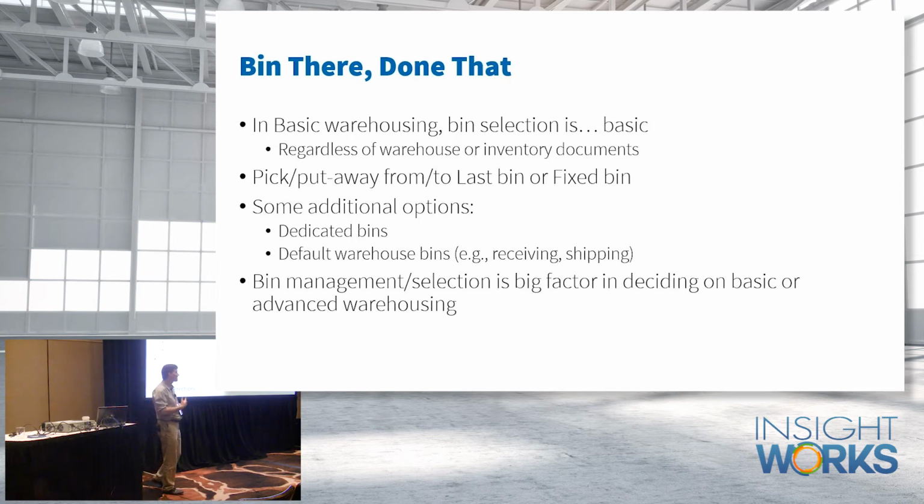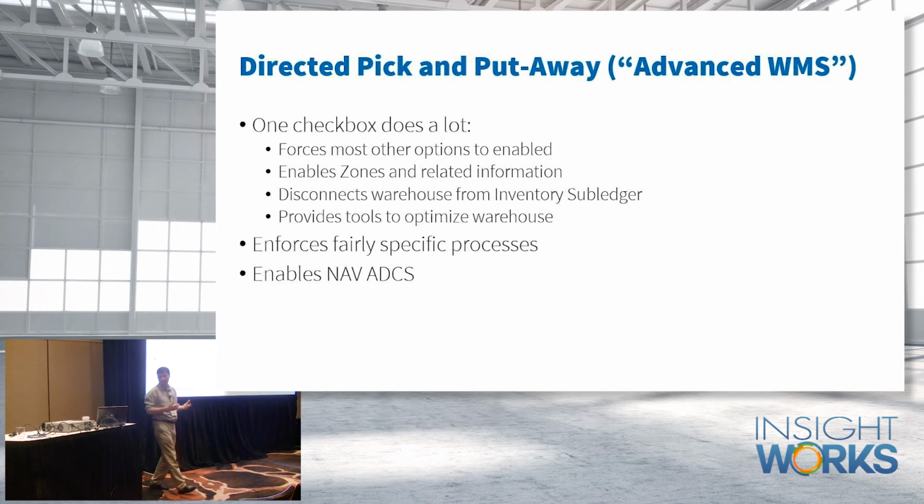So it's a whole bunch of things like that that can determine whether you use the basic or the advanced warehousing. Okay? So selection at time of picking is a big part, and then the other big part is the put away. So when we turn on advanced warehousing, what we've got is something called directed put away. And directed put away, well, I'll get into directed put away tells me where I'm supposed to put that product.